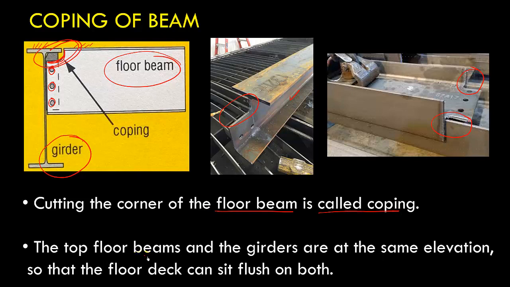The top of the floor beam and the girders are at the same elevation so that the floor deck can sit flush on both. So this is why we use coping of beams. Now the next question is how a beam bends under different kinds of loadings.